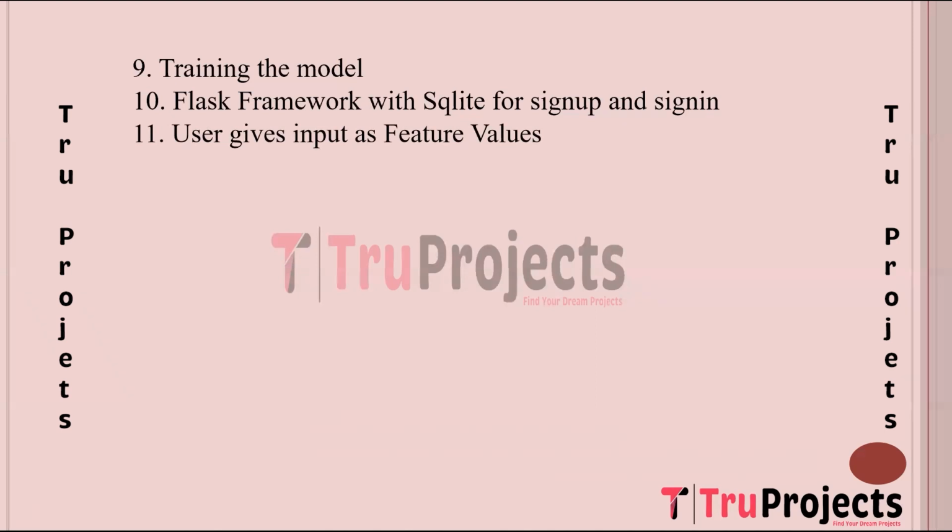User gives input as feature values. Users interact with the system by providing input in the form of feature values relevant to the network intrusion detection task. These inputs include various metrics or characteristics related to network traffic or potential threats.